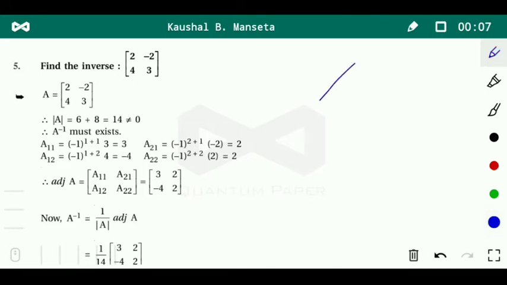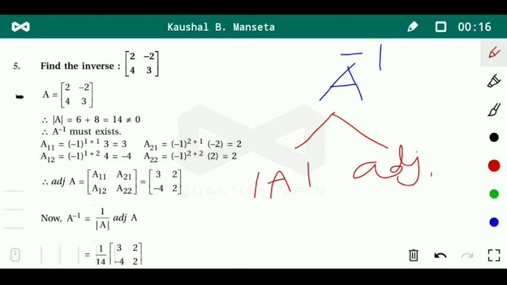So for finding A inverse we have to find two things. Okay, first determinant of A and second adjoint of A. So first we have to find determinant of A. If determinant of A is non-zero, then inverse exists, otherwise we cannot find inverse. Is it clear? So first of all we have to find determinant of A.